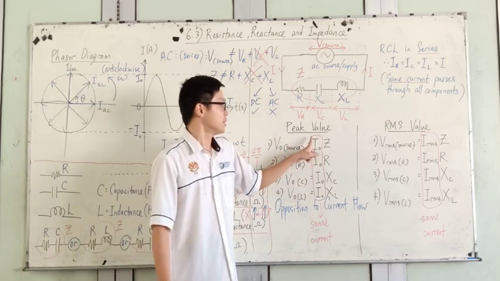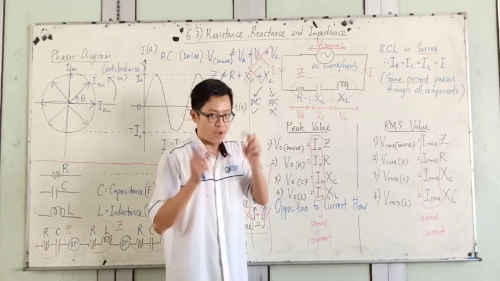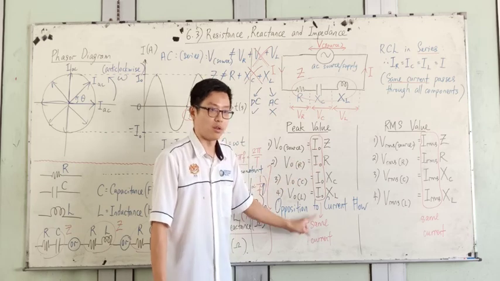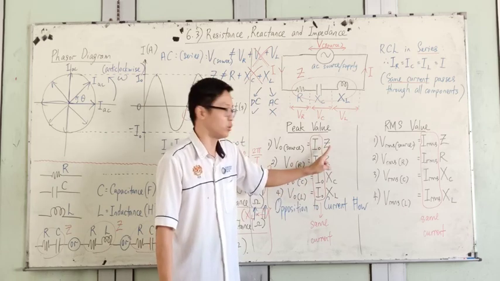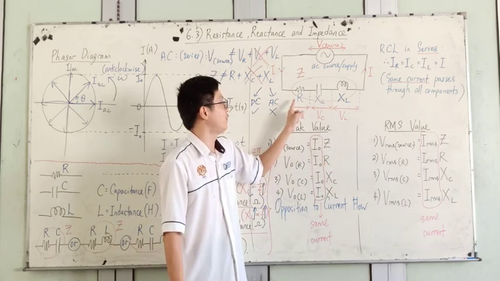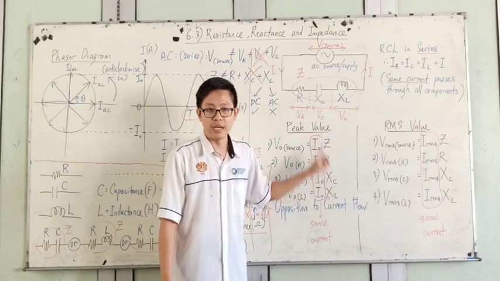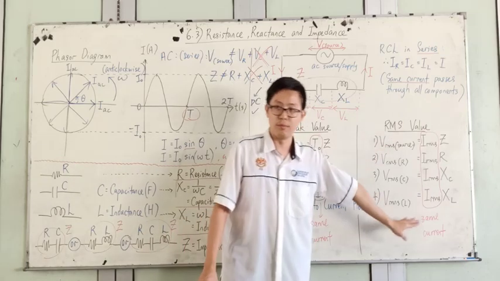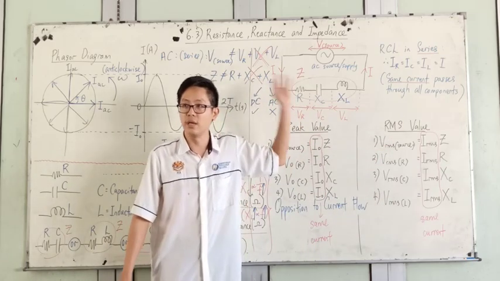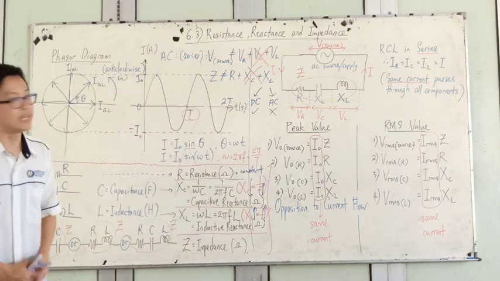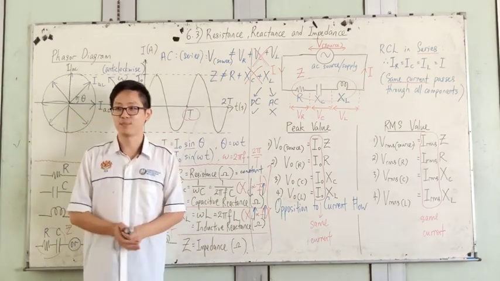And another thing: once you find the current, the current is the same for all components. It's the same for the total impedance, the resistor, the capacitor, and the inductor. So the current is the same for all components because it is a series circuit. Okay? That's the first part.